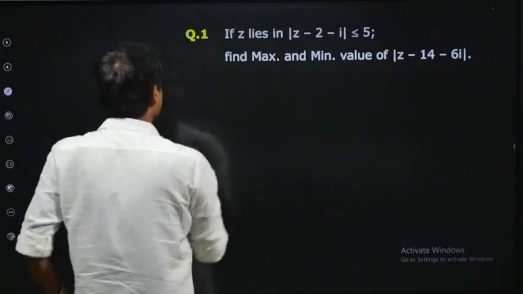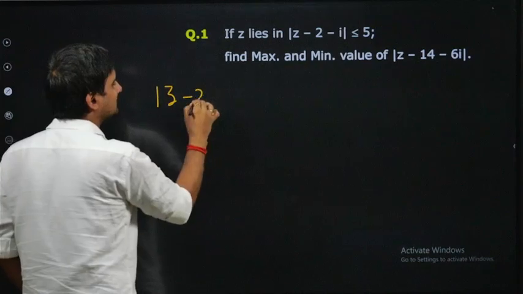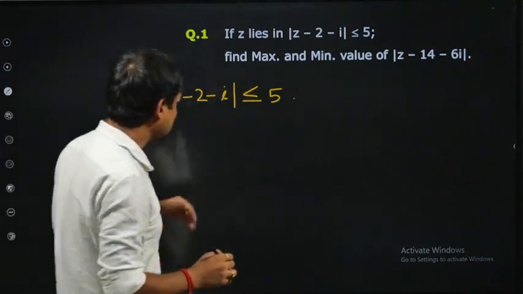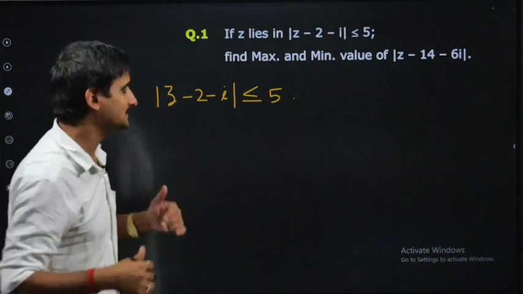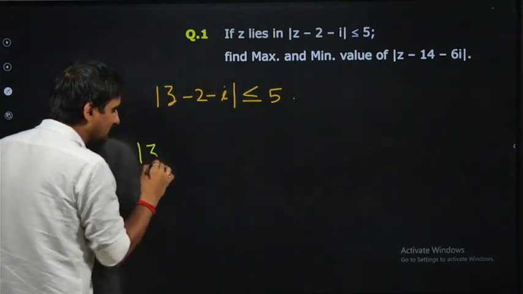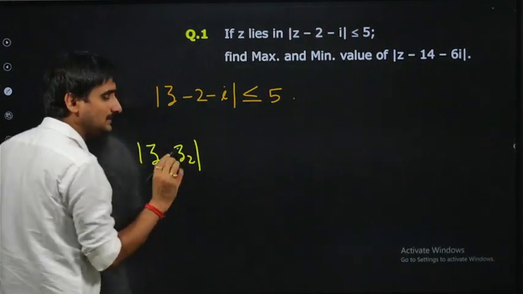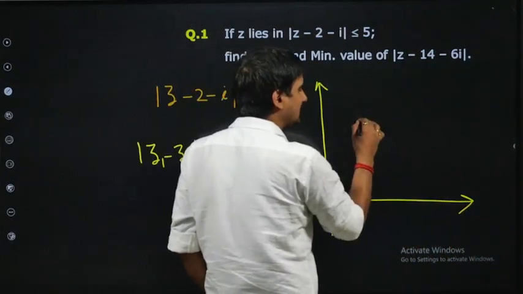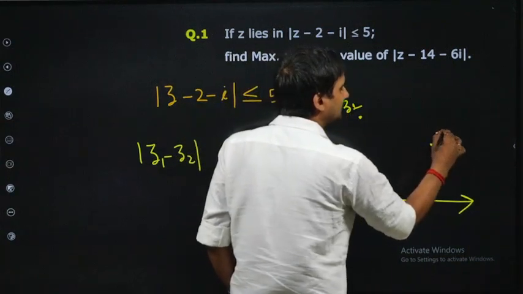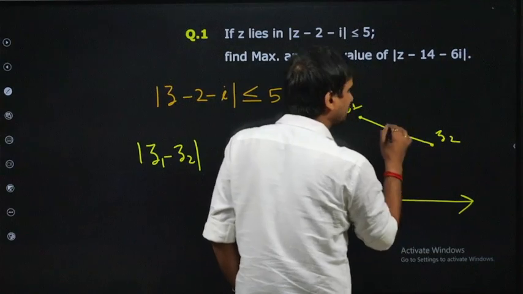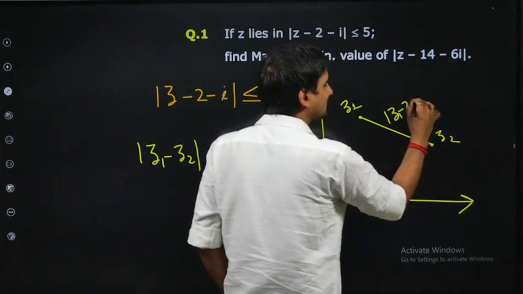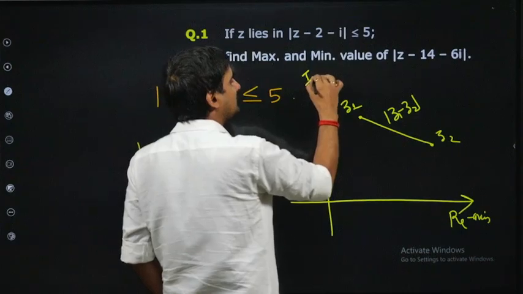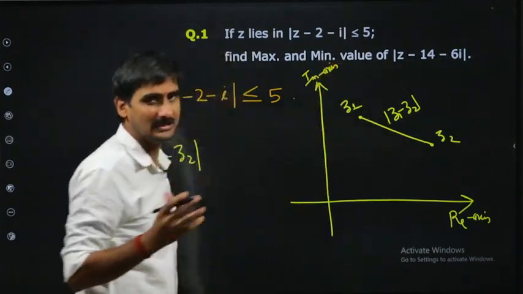So the first aspect is, what does this give us? Mod of z minus 2 minus iota is less than or equal to 5. As I always say, I'll be explaining it from the very basics. So first, what does the modulus of z1 minus z2 represent on the Argand plane? If z1 and z2 are two complex numbers marked as points on the Argand plane, then mod of z1 minus z2 is the distance between them on the Argand plane. Of course, for the x-axis we have the real axis, and for the y-axis we have the imaginary axis on the Argand plane.